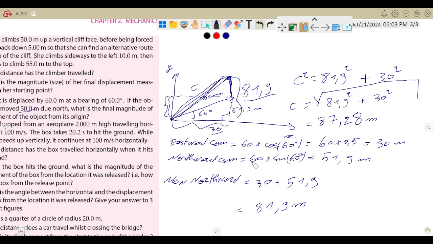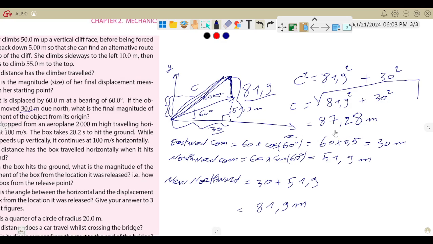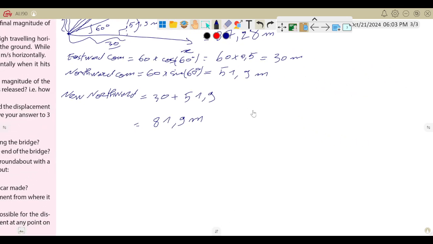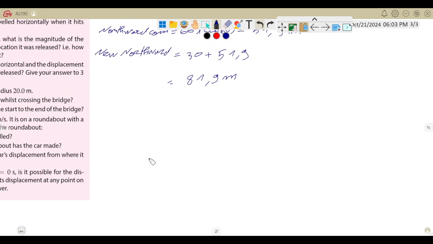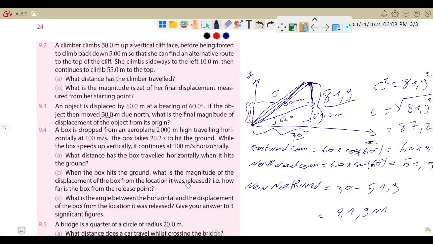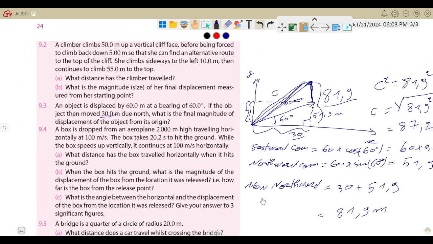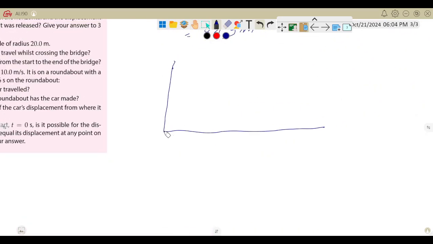Did you get this formula, this question? Not really? All right, so let's try to repeat what we have done here. The question is decomposed into two data. What did we name that? It's just an object. An object is moved at this angle, 60 degrees. It traveled 60 meters at this angle. After that, it just went due north, a distance of 30 meters.